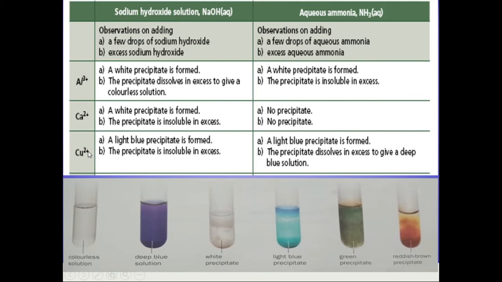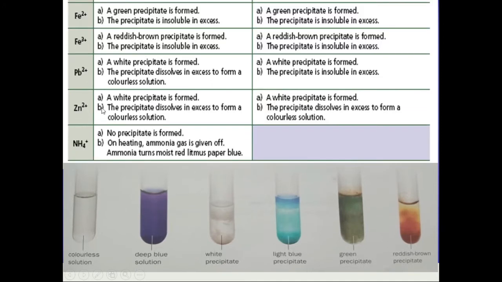In case of copper ion, on adding a few drops of sodium hydroxide, a light blue precipitate is formed. You can see the light blue precipitate, it's of sky color. And by adding excess sodium hydroxide, the precipitate remains insoluble. So what will happen when we add a few drops of aqueous ammonia? A light blue precipitate is formed, but the precipitate dissolves in excess and gives a deep blue solution like this. Is it clear? The next cation is ferrous ion, iron having oxidation state 2 positive.